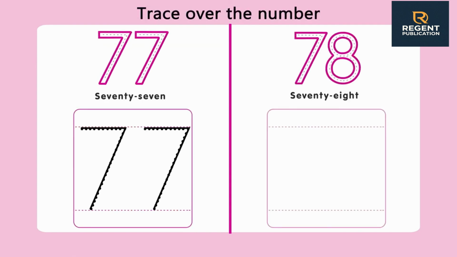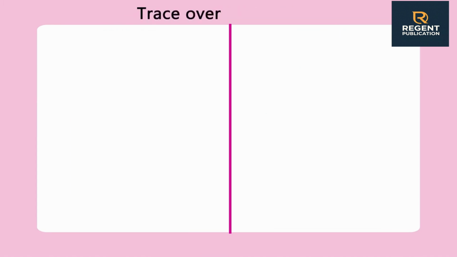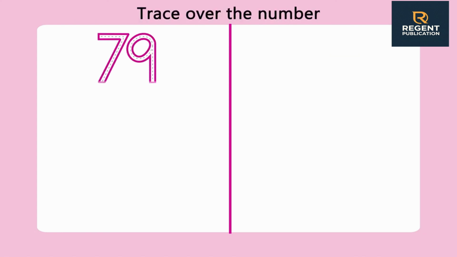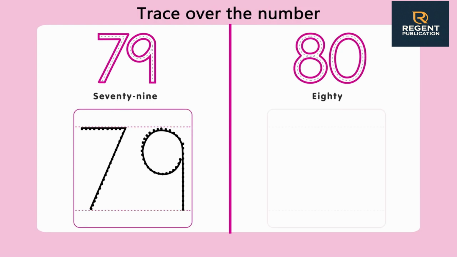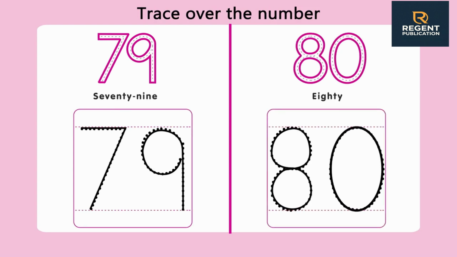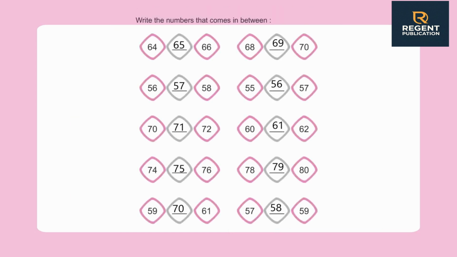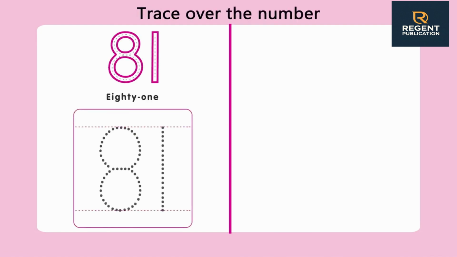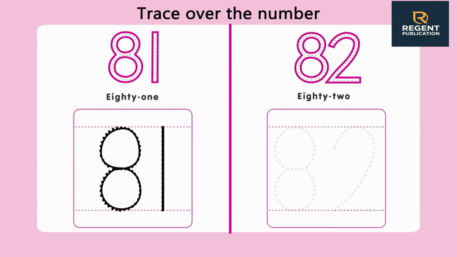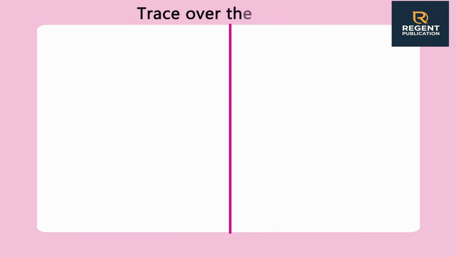Trace over the number 78. Trace over the number 79. Trace over the number 80. Write the numbers that comes in between. Trace over the number 81. Trace over the number 82. Trace over the number 83.